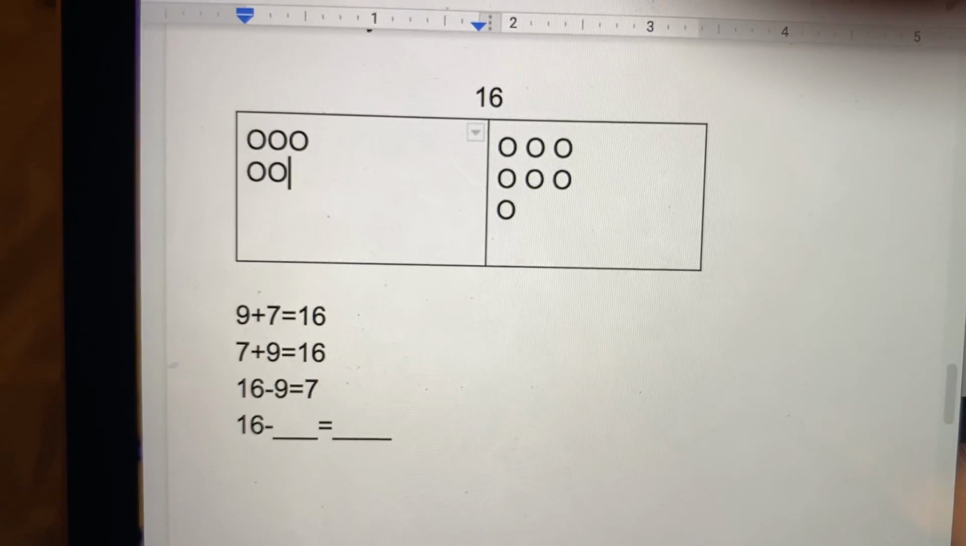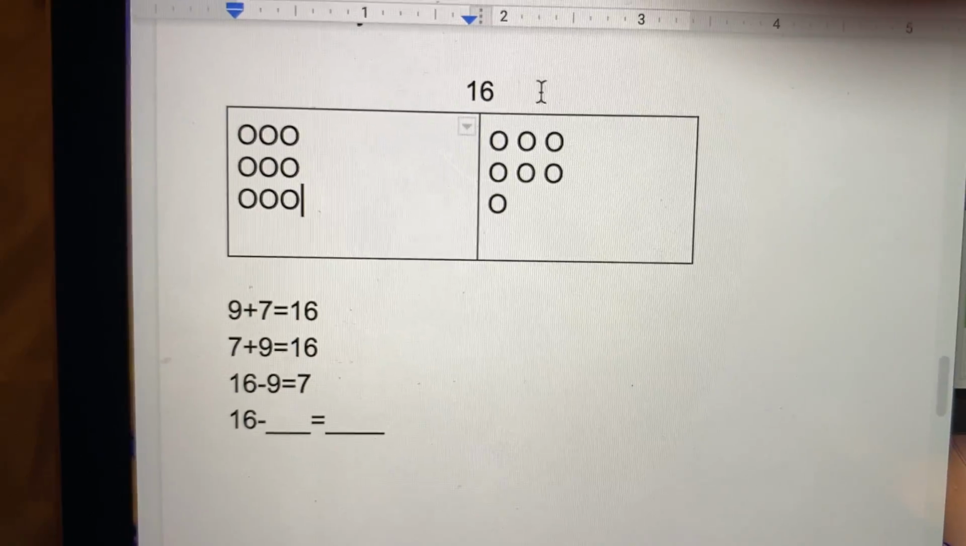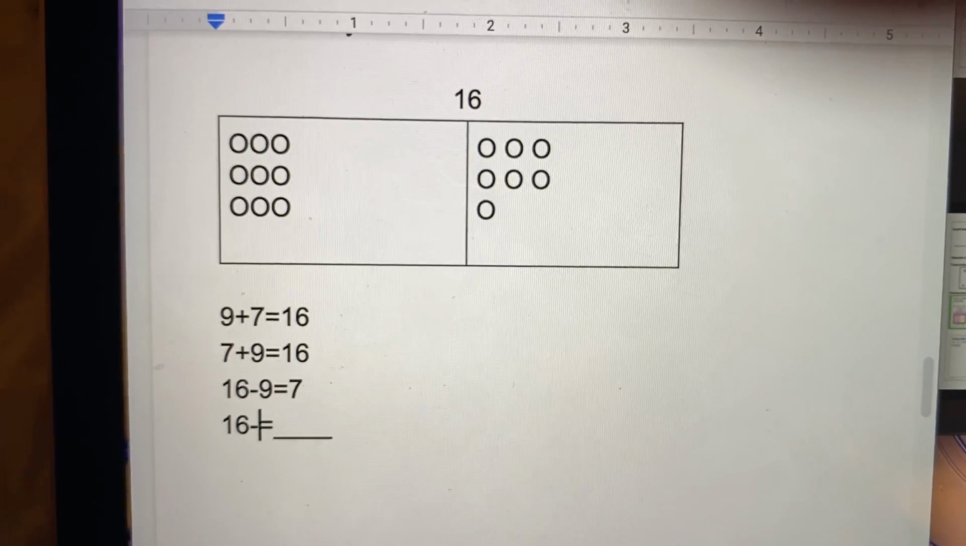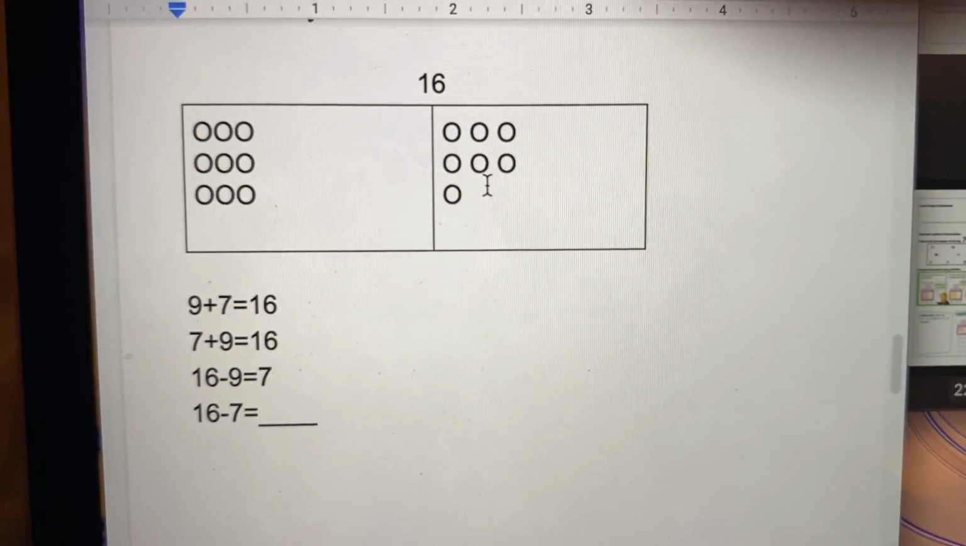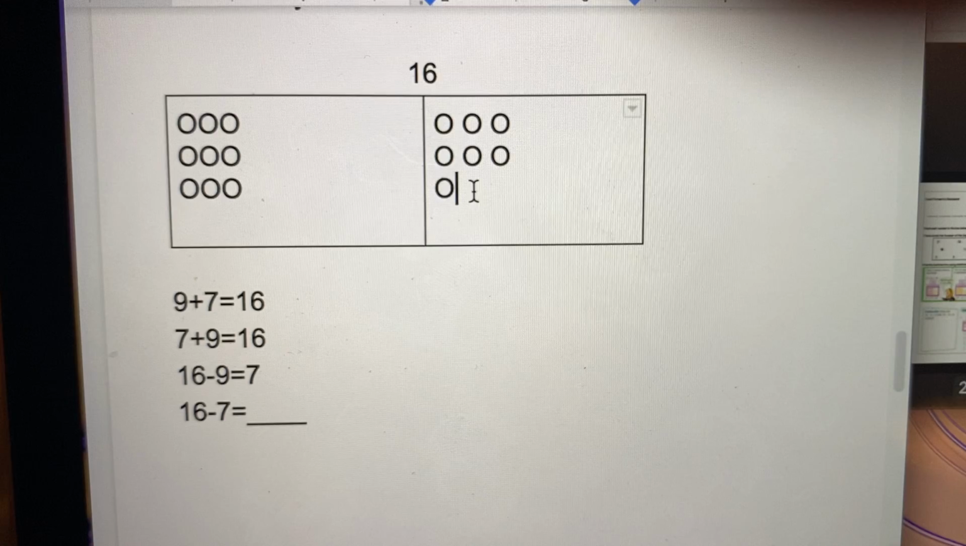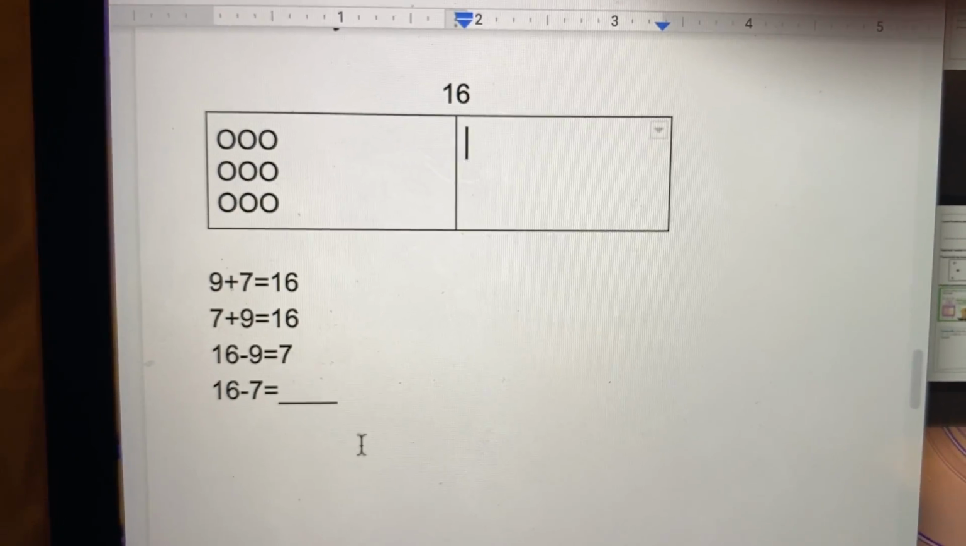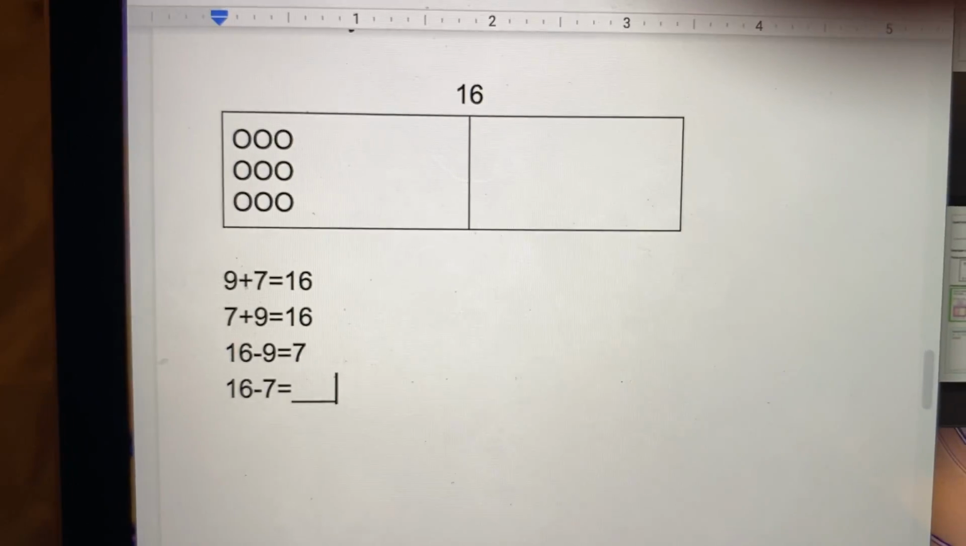Whoopsie. And now we need to figure out the last part. I did 16 minus 9. Now I need to do 16 minus 7 because that's my other part. So I have 16. Going to take away 7. How many do I have left over? 9.